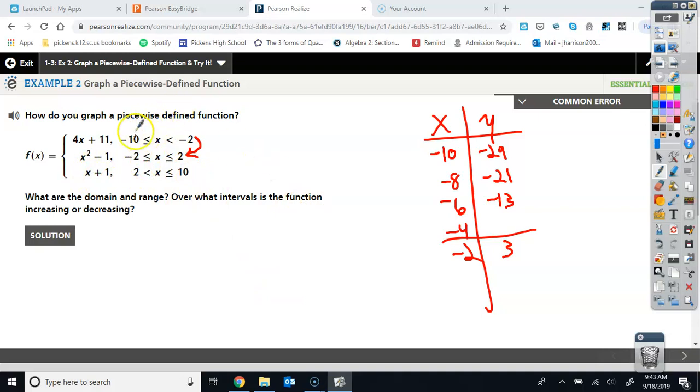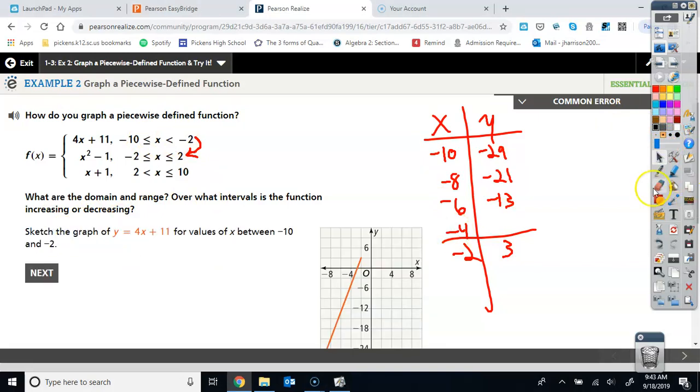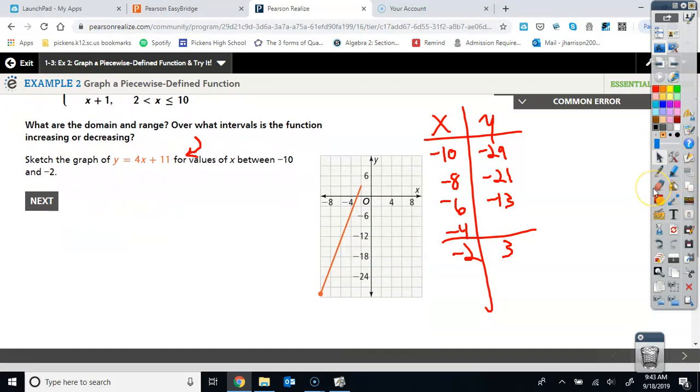So remember what this is saying is this is talking about the domain on the graph. I'm going to open up the one that the book uses here. What it's saying is from here to here, you're using one equation. So your domain, -10, up to 2.